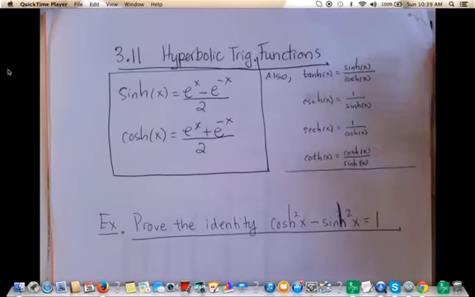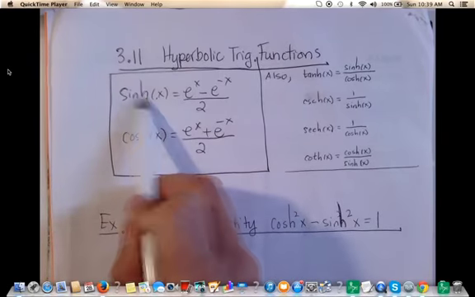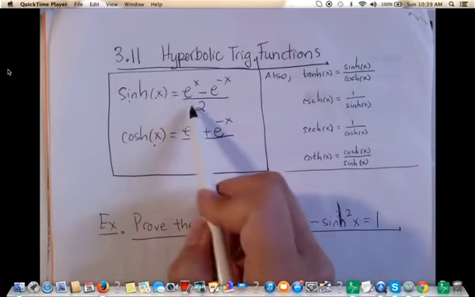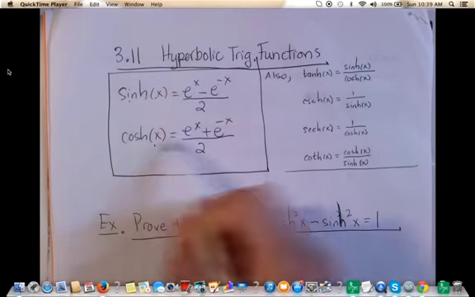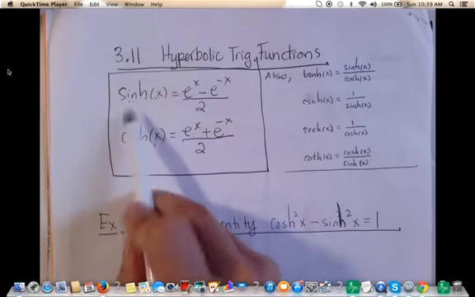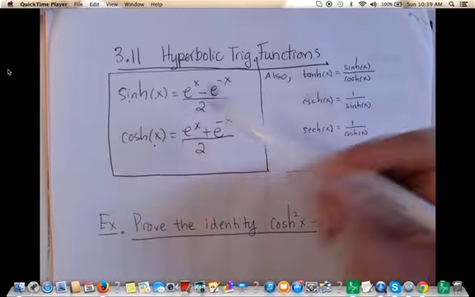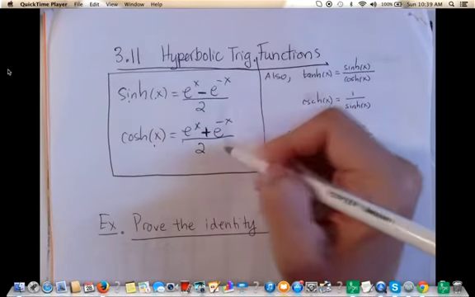Section 3.11 is about hyperbolic trig functions. The main thing you need to know is that the hyperbolic sine function is defined in this manner, and the hyperbolic cosine function, cosh, is defined in this manner. Sometimes this is called sinh x, and this is called cosh x. The only difference in the two definitions is basically this sign.